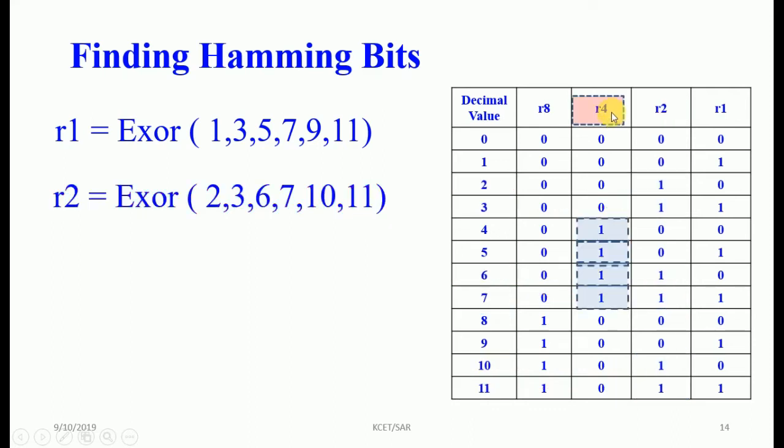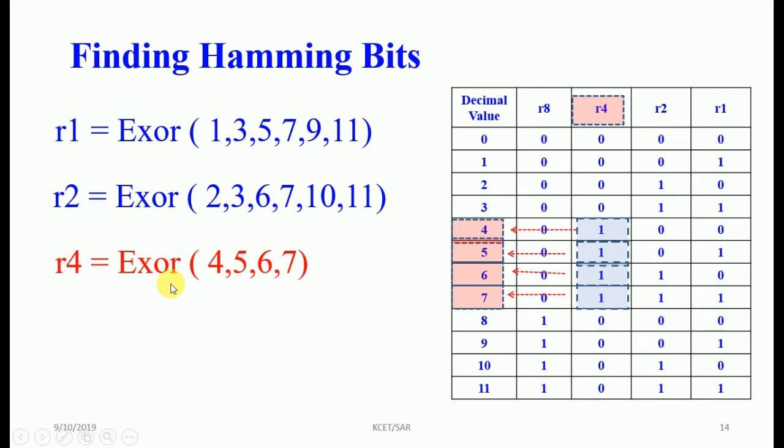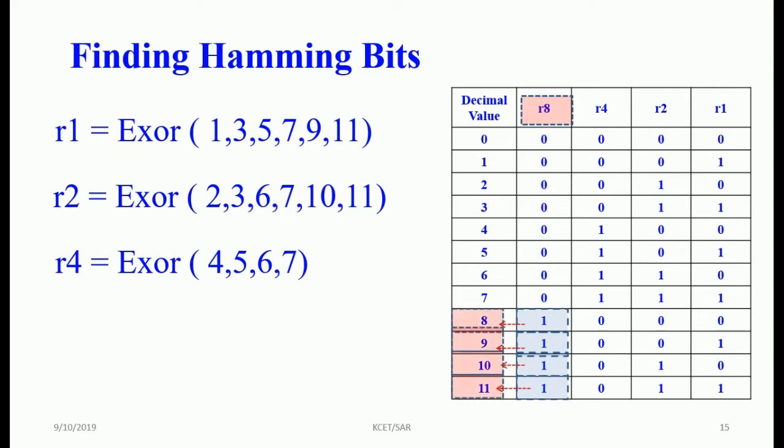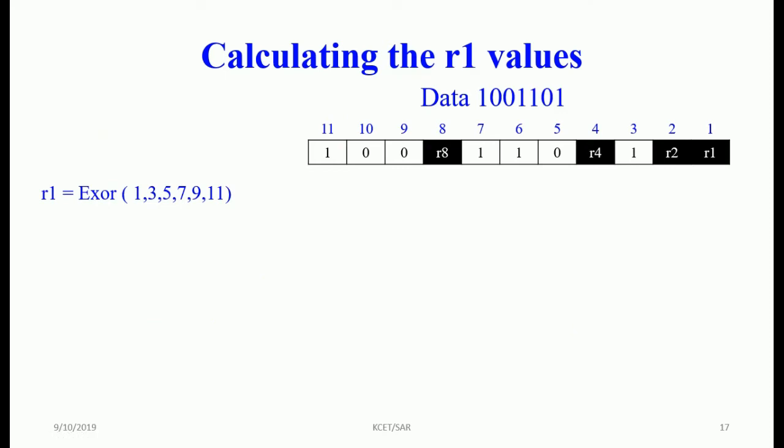As like that, we are going to find the R4 value. For R4, position 4, position 5, position 6 and position 7 contain the ones. That's why R4 is equal to XOR of 4, 5, 6, 7. As like that, we are going to find the R8 value. R8 is equal to XOR of 8, 9, 10, 11, because only these positions contain the ones. Then how do we find the R1 value?